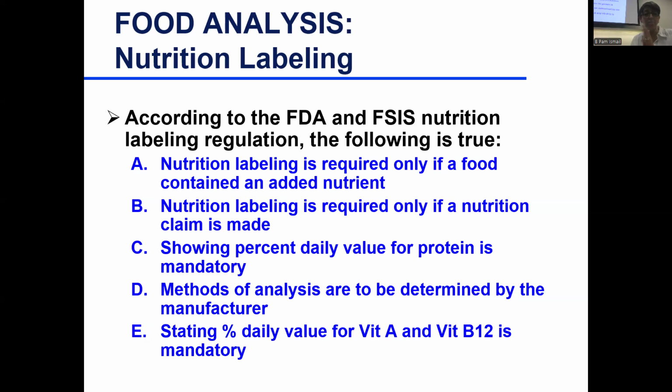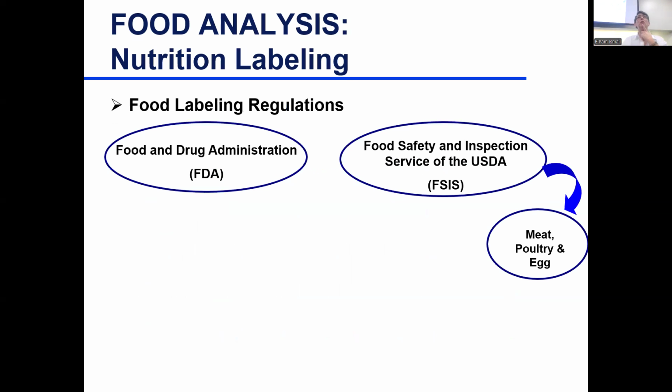Okay, let's see. Nutrition labeling is required. We said this is in 1973, so let's give you a little bit of a history. All right, so FDA controls the labeling of all products except for meat, poultry, and eggs, which is regulated by the FSIS. Okay, so these are just knowledge for you.